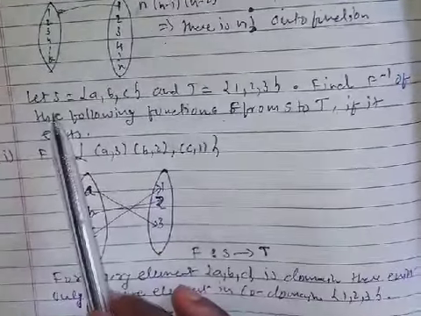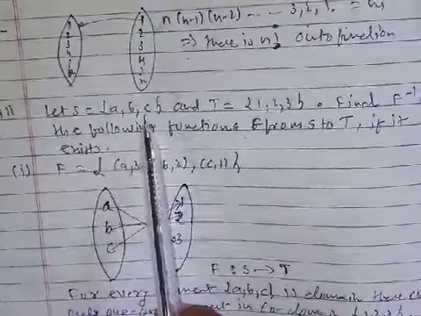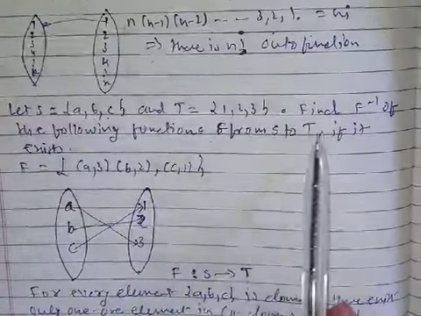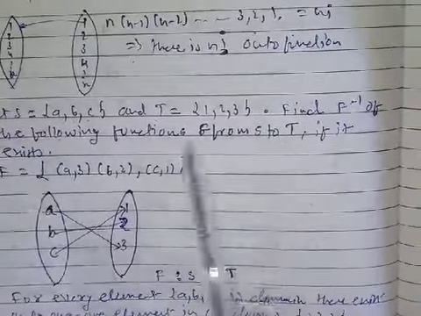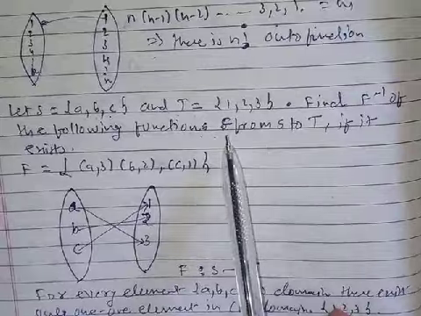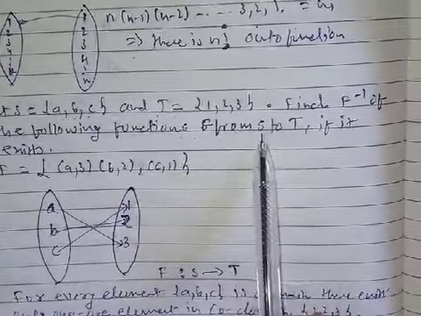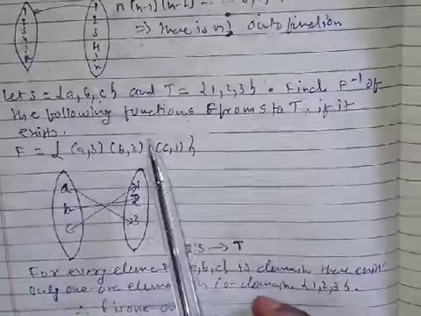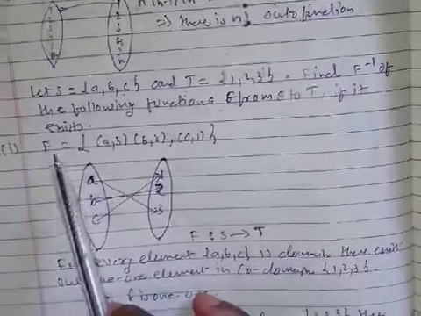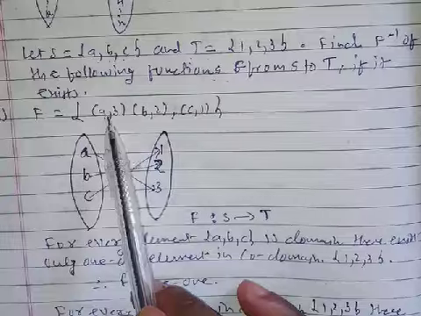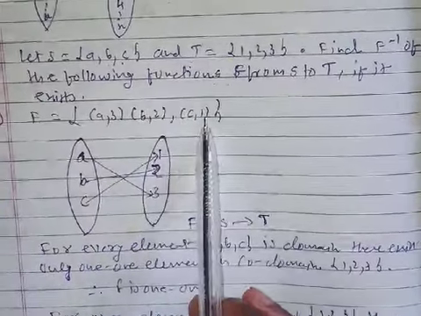Now let's see the next question. Let S be equal to {A, B, C} and T be equal to {1, 2, 3}. Find F inverse of the following function from S to T, if it exists. What is given as F? F is {(A, 3), (B, 2), (C, 1)}.